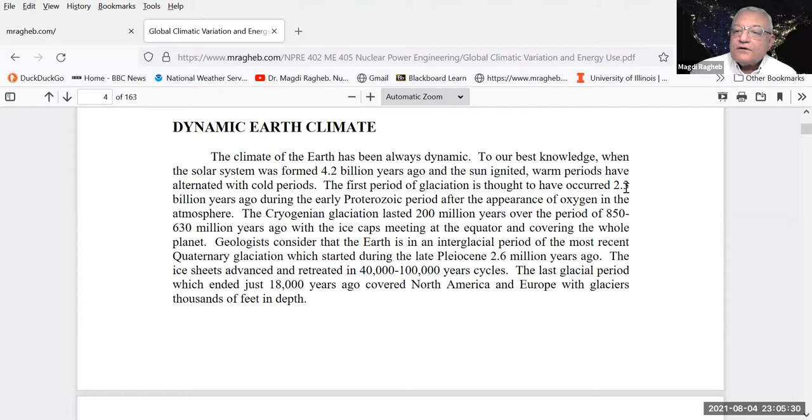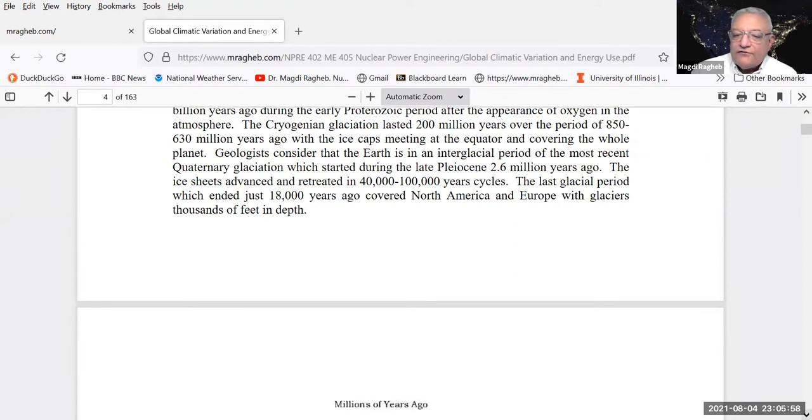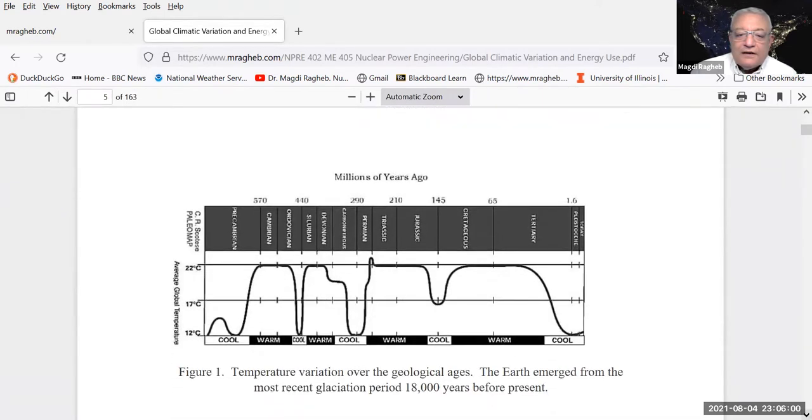The first period was glaciation. It happened 2.3 billion years ago during what's called the Proterozoic period, and oxygen started appearing in the atmosphere. The cryogenic glaciation lasted 200 million years over the period 850 to 630 million years ago. So the Earth fluctuated through natural phenomena, primarily associated with our star, the Sun, over millions of years.